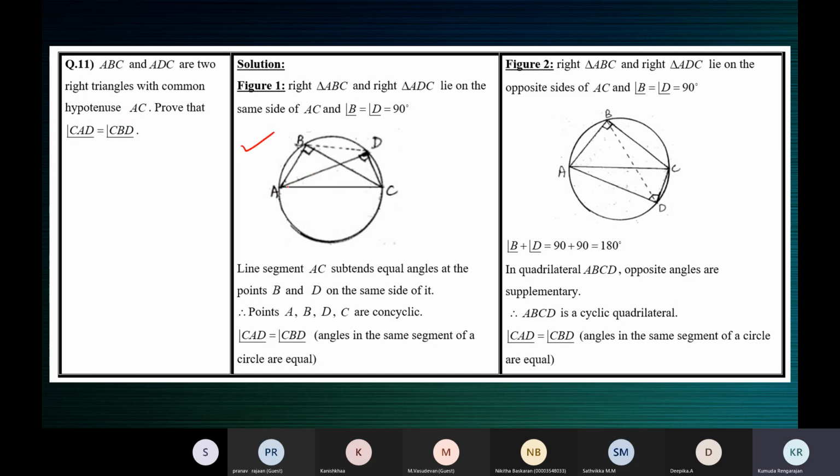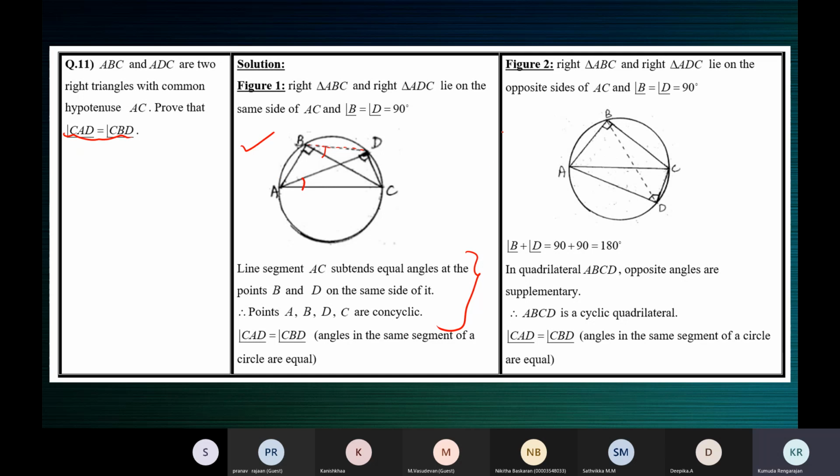This figure is where the two right triangles are on the same side of the hypotenuse. First, you must use this theorem and show that a circle can be drawn passing through A, B, C, and D. After drawing the circle, identify the angle CAD, this one. Identify the angle CBD. You can't see the angle, so you have to join this. Only then you can see the angle CBD, this one. And why is CAD equal to CBD? Because now that you can draw a circle, CAD and CBD are angles in the same segment of a circle, and hence they're equal.